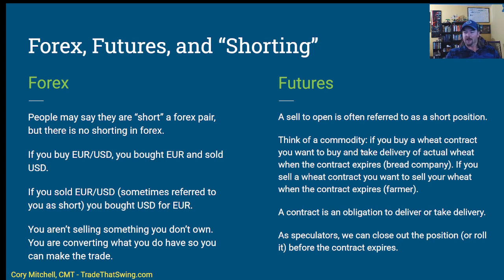If you sell a wheat contract, now you're selling it to the bread company. You're the farmer. You're the one who has the wheat. So we think of them as short, but they're not really short. They just have wheat to sell. They're just selling their wheat. And basically the futures contract is their way to sell their wheat at a price that they decide to sell it at. And when the contract expires, they can deliver their wheat. So a futures contract is an obligation to deliver or take delivery of a good.